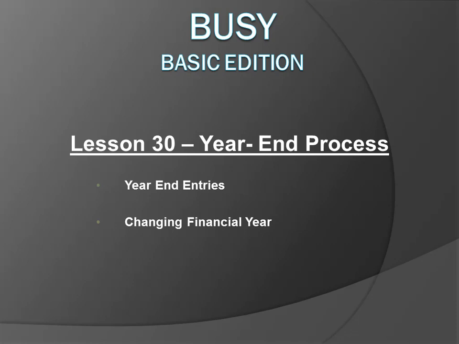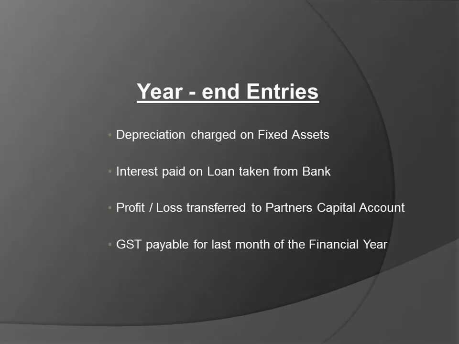In this chapter, we'll discuss how we can change the financial year and how we can enter the year-end entries. Year-end entries will include depreciation charge on fixed asset, interest paid on loan taken from bank, profit and loss transfer to partners' capital account, and GST payable for the last month of the year. Basically, GST of the last month, that is March, is generally paid in the month of April. So how can this entry be reflected in BUSY?